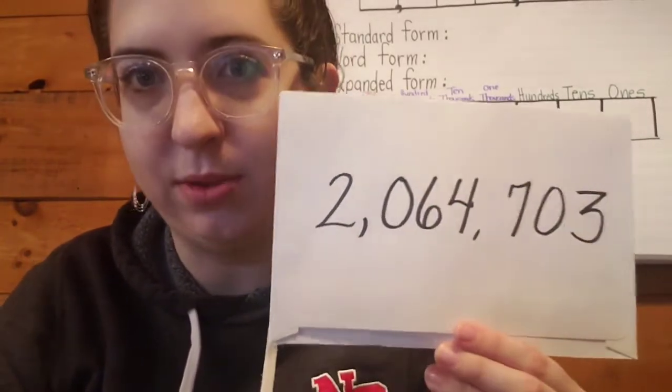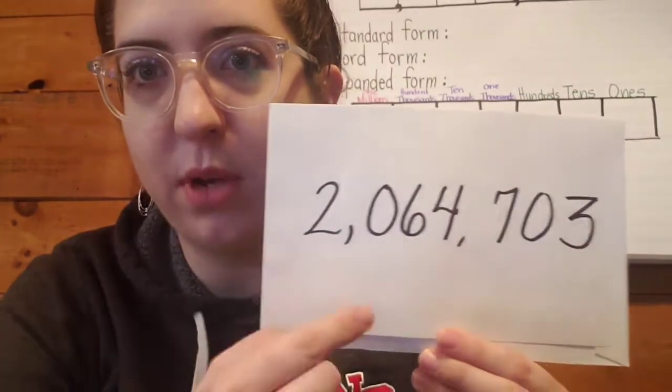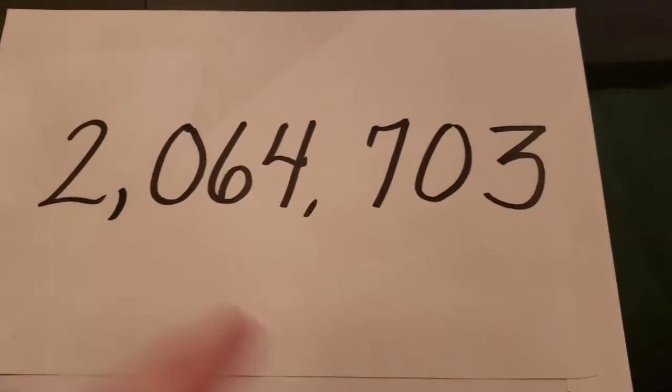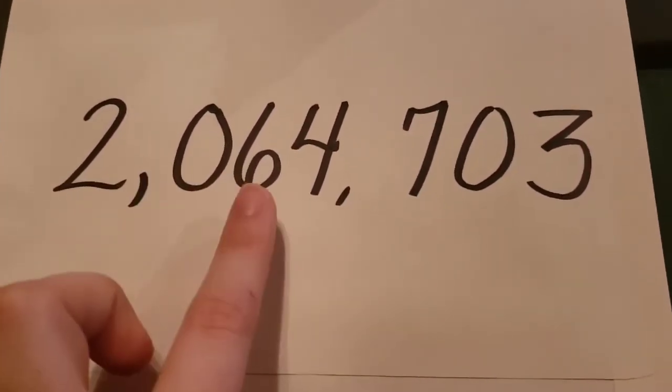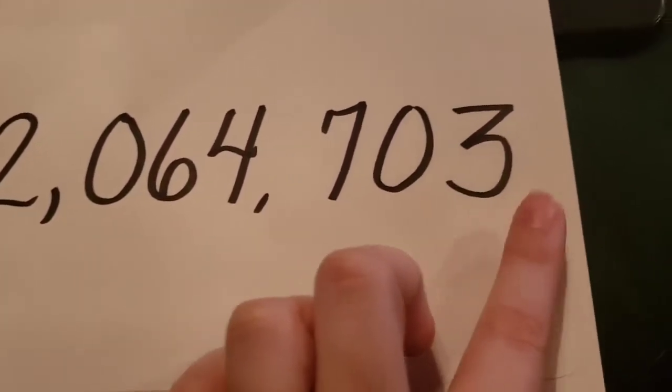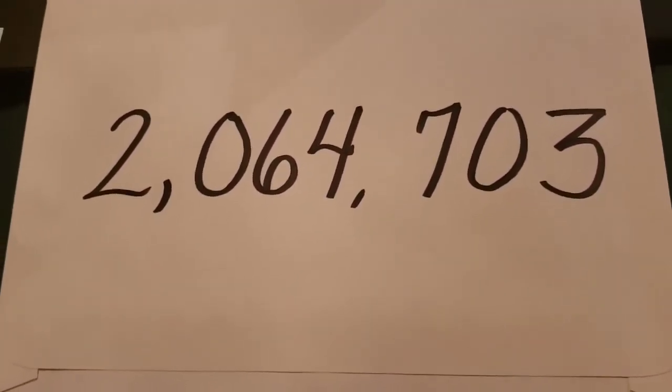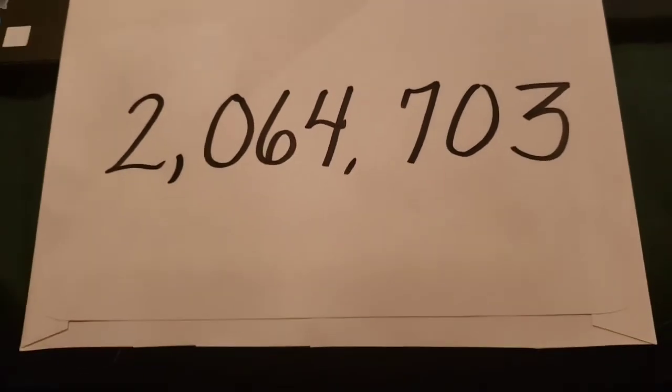So let me show you how to use the place value chart to better understand this number. So when I look at this number, the first thing I would do is I would count up the digits. So I see 1, 2, 3, 4, 5, 6, 7 digits. So now when I go to my place value chart, I'm going to count up 7 boxes on my place value chart. So that tells me where to start writing my number.